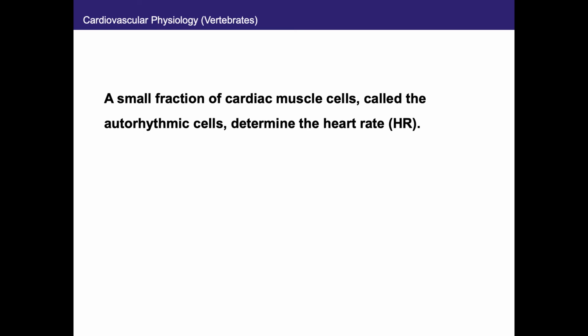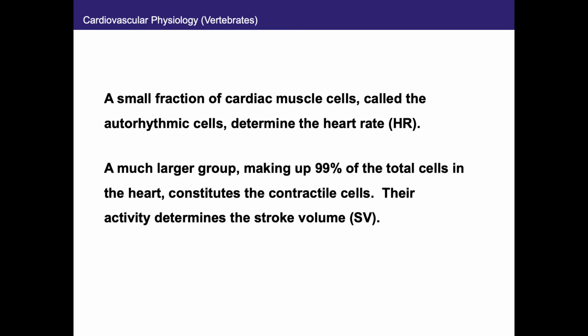All right, so back to our slide. A small fraction of cardiac muscle are called our autorhythmic cells. They depolarize spontaneously on their own. And they're the ones that determine the heart rate. The larger group of cells that make up your heart, 99% of them, are contractile cells. They're the ones that contract. And their activity determines stroke volume.